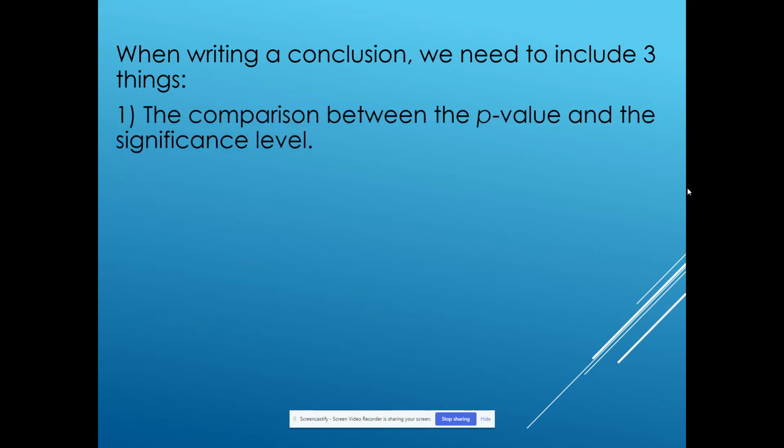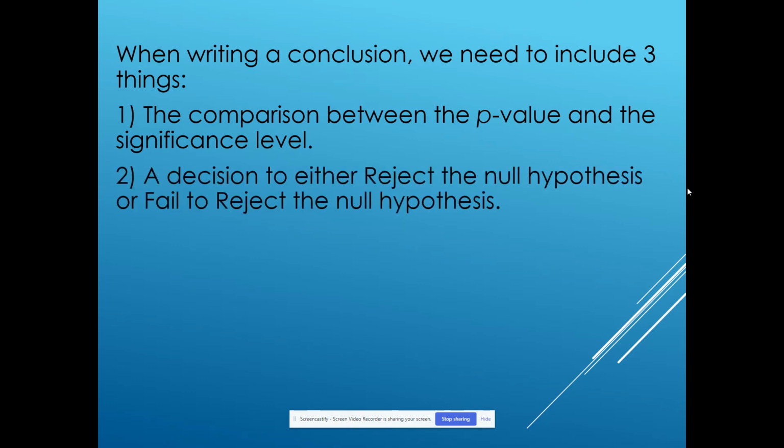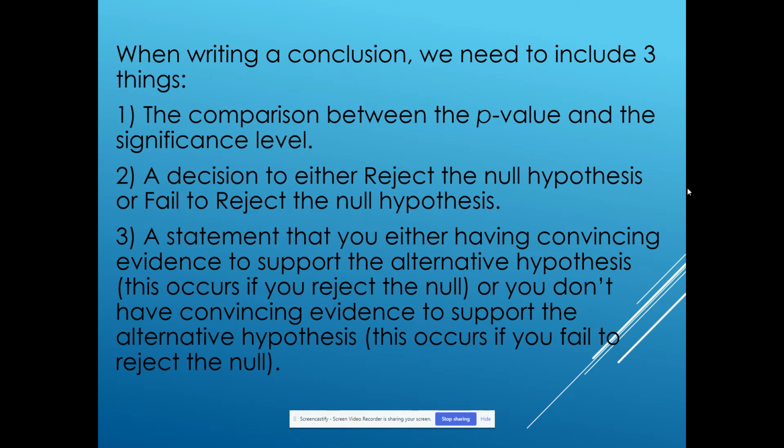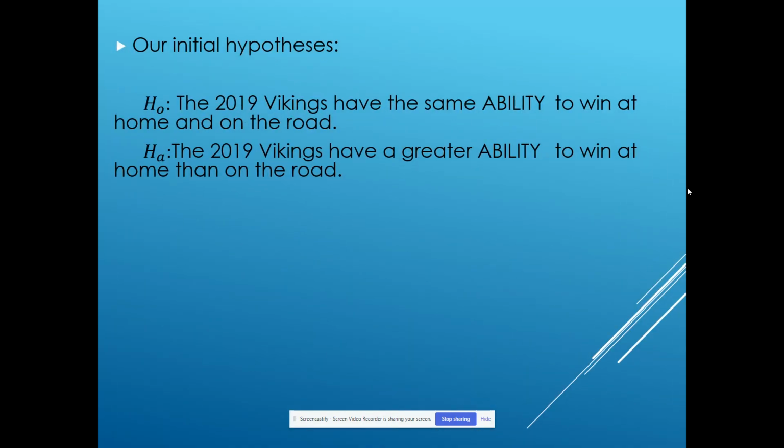When writing a conclusion, there are three parts we need to include. The first is the comparison between the p-value and the significance level that's set, and remember, we're always going to set a significance level of 0.05 or 5%. A decision whether you're going to reject the null hypothesis or fail to reject the null hypothesis is the second part. And the final part of every conclusion needs to be a statement where you either have convincing evidence to support the alternative hypothesis, or you don't have convincing evidence to support the alternative hypothesis.